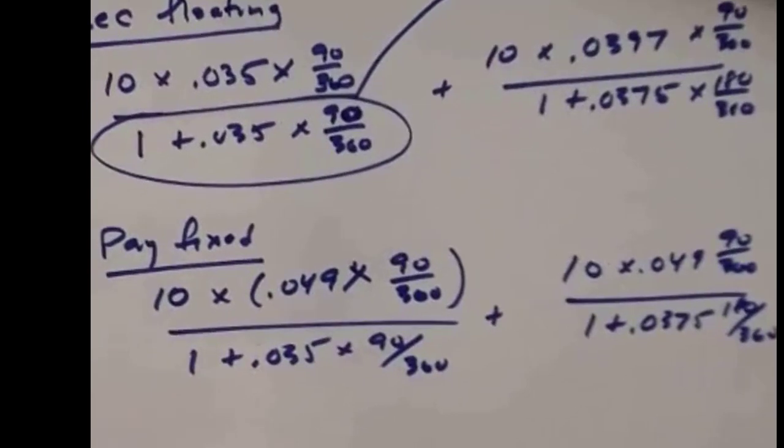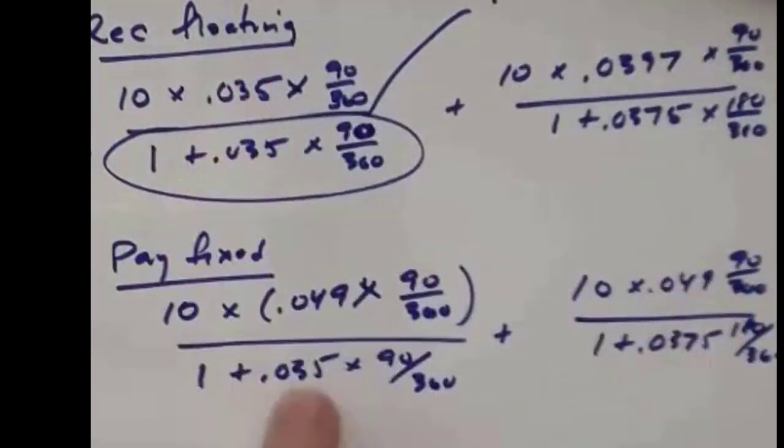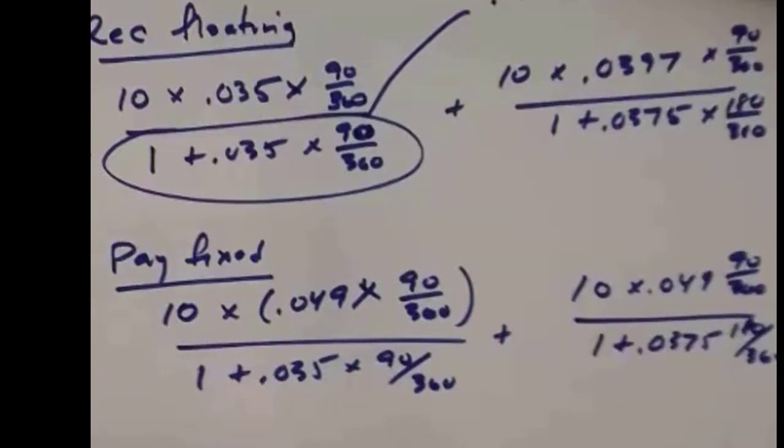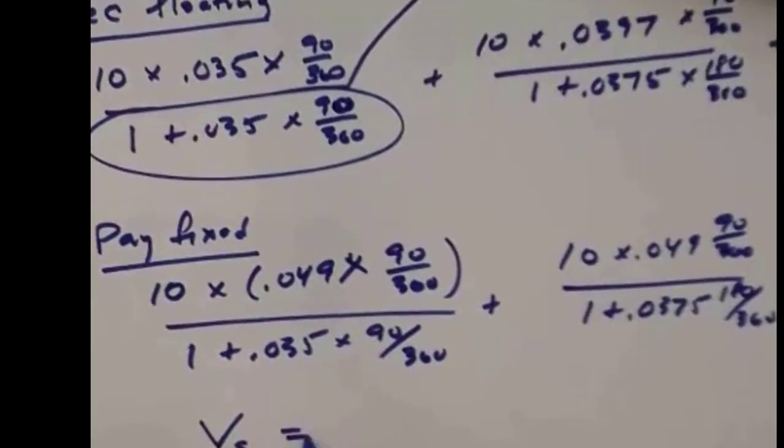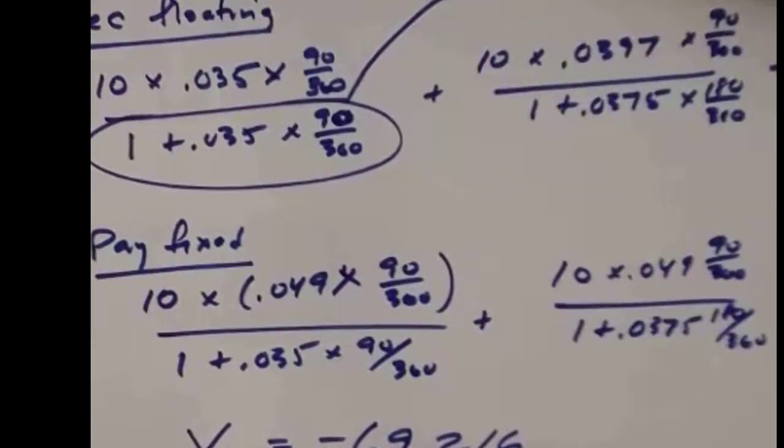Okay. And so what we need to do is net. Remember, these cash flows all net out. And so when you net everything out, what you end up with is a value of the swap today equal to minus 69,216. Okay? So now we have a swap liability, right? Because it's a negative value.